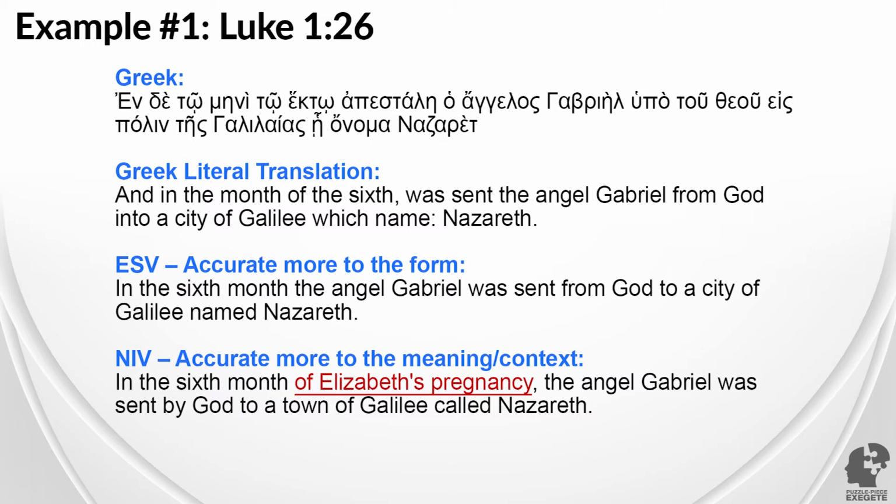And so what we have here is an example of the NIV being more accurate to the context. Not saying that the ESV is less accurate, but they're concentrated on trying to be more accurate to the form of the Greek. Elizabeth and pregnancy are not there, so they're not going to include it. Now the NIV says, well, we want to help clear this up just in case you might have any questions. It's the 6th month of Elizabeth's pregnancy.